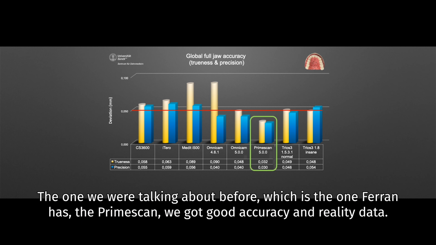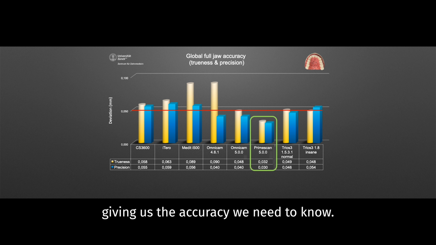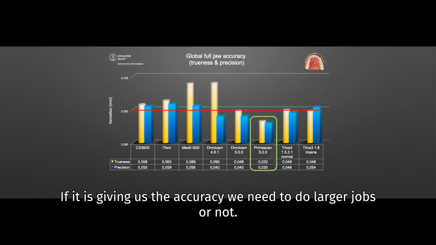The one we were talking about before, which is the one Ferran has, the prime scan, we got good accuracy and reality data. It is important to know all these factors, to know if the scanner we are using is giving us the accuracy we need to do larger jobs or not.